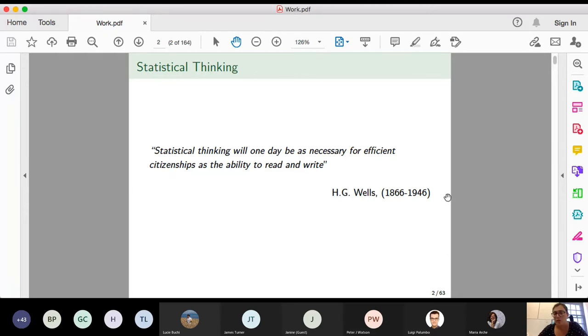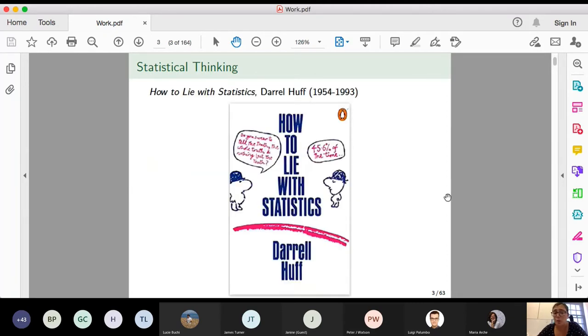This quote came from the epigraph of a book. This is a very old book, but very nice, and I recommend it to you. The title is How to Lie with Statistics. Many of the main points made in this book are still valid today. Problems such as that correlation does not imply causation, problems related to random samples, etc., are still present today.